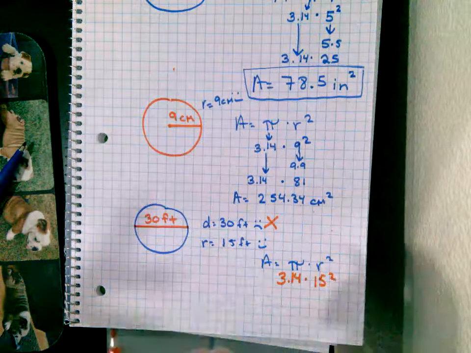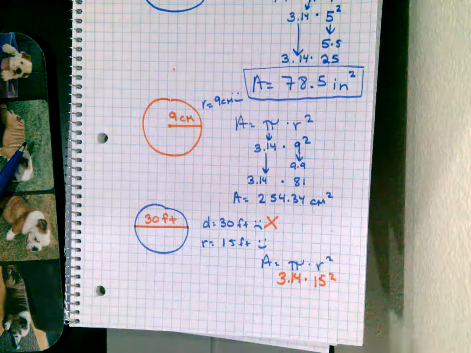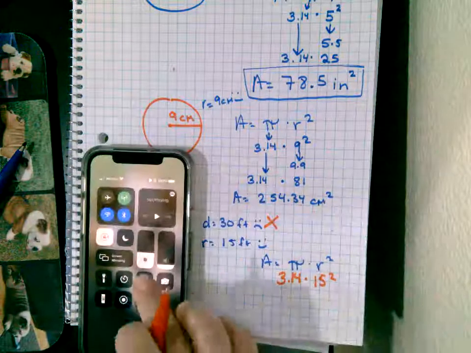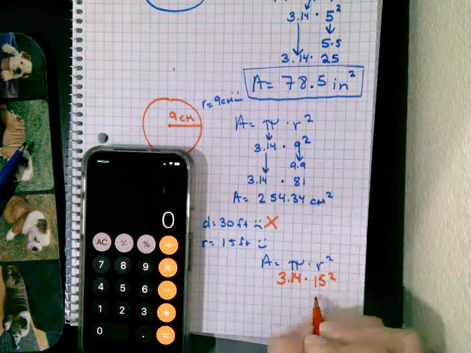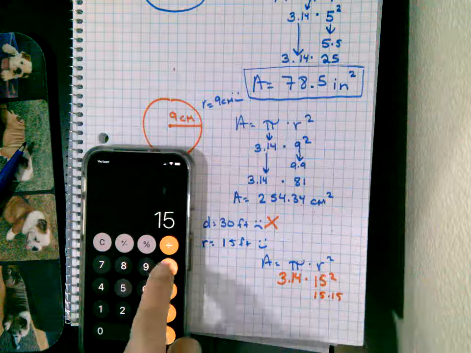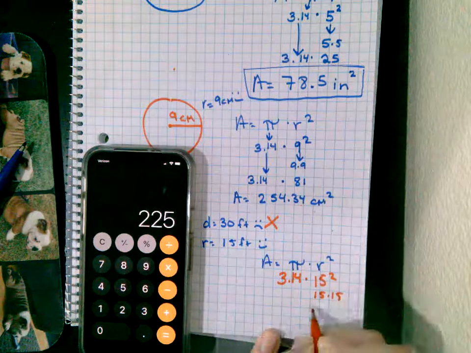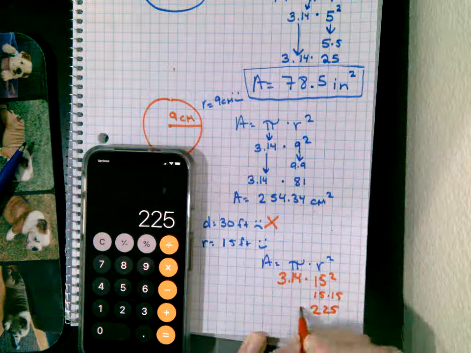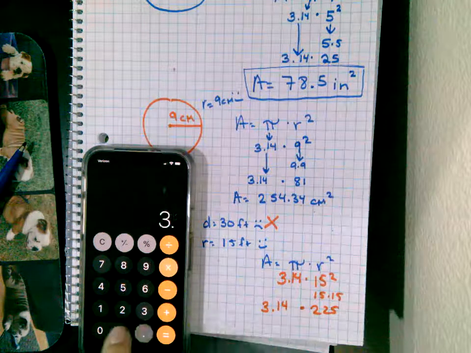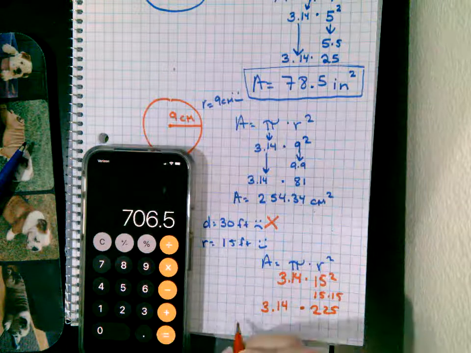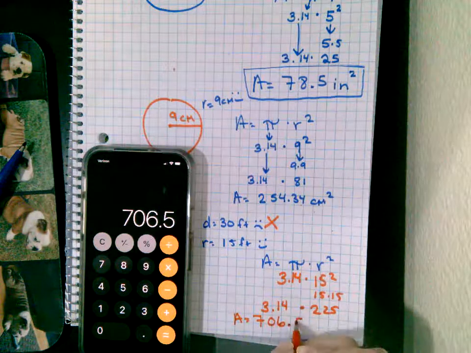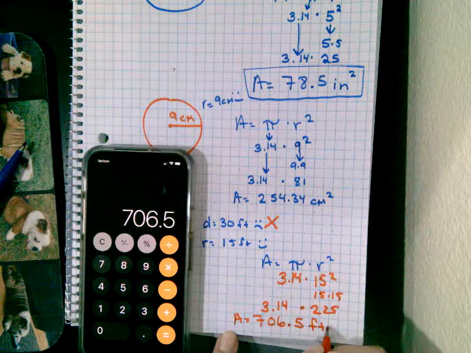15 squared. But Miss O'Malley, isn't 15 squared 30? And no, it's not. You know what? I don't know what 15 squared is. I know that I have to go 15 times 15. I don't know what that is. Cool, use a calculator. 15 times 15, 225 times 3.14 equals, area is equal to 706.5 feet squared.